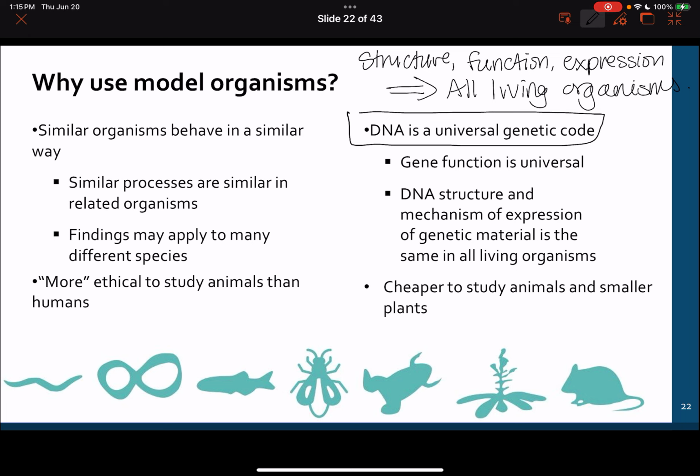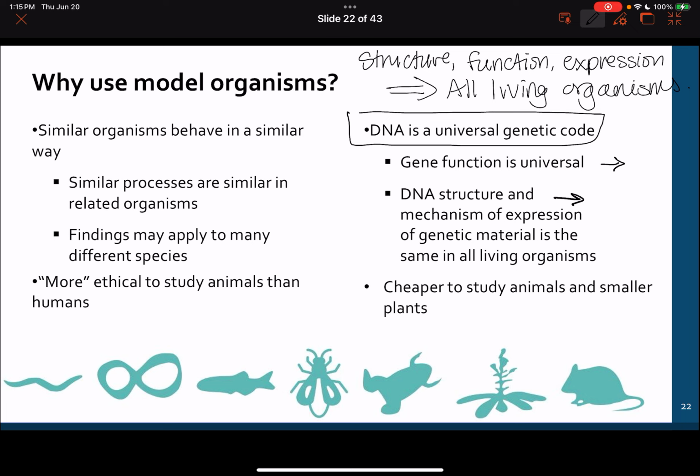Because this genetic code is universal, because gene function is the same or very similar in closely related species, and because the structure and mechanism of expression is the same in all living organisms, we can apply information from one to the other, because we can assume that a gene that is similar in structure and function in one organism is going to do the same or a very similar job in another.